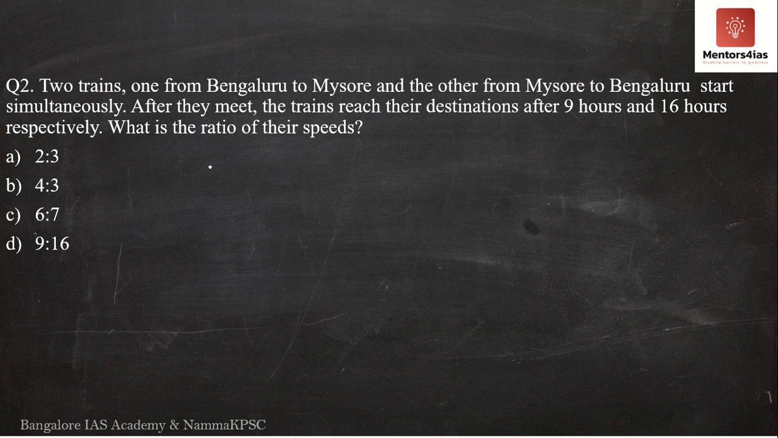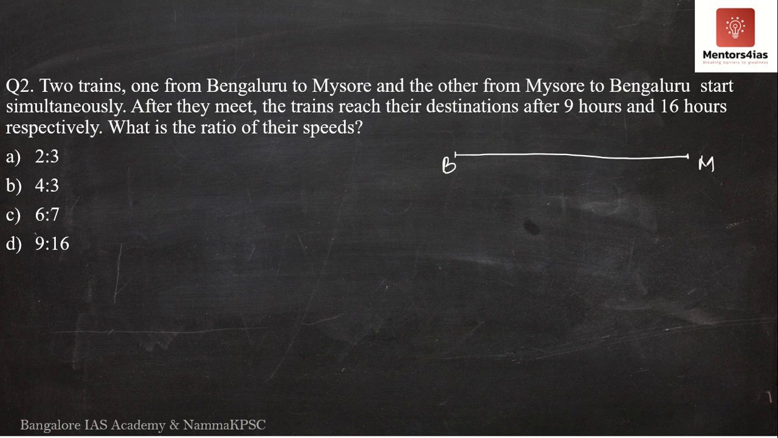So what the question is saying is that there are two trains, one from Bengaluru and the other from Mysuru. One from Bengaluru to Mysuru and the other from Mysuru to Bengaluru start simultaneously. So this is the distance from Bangalore to Mysore. After they meet, the trains reach their destinations after 9 hours and 16 hours respectively. What is the ratio of their speeds?